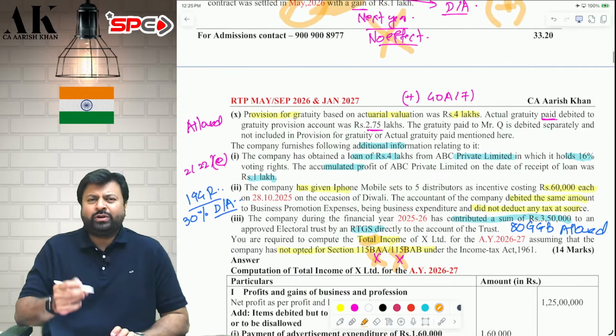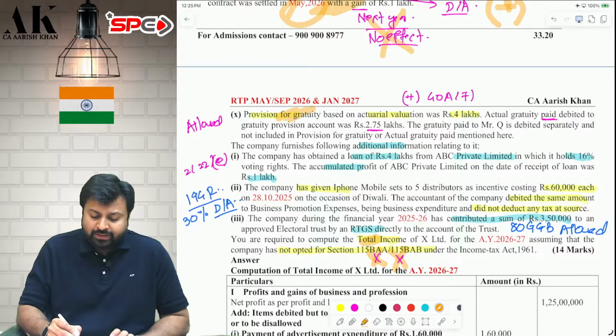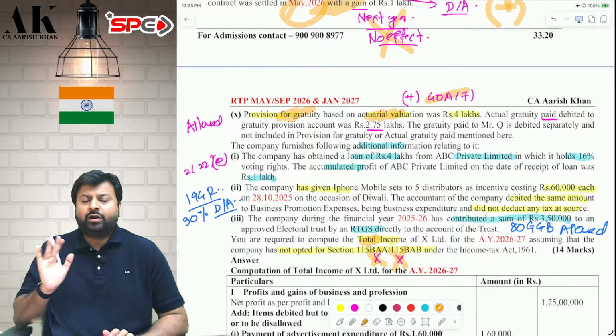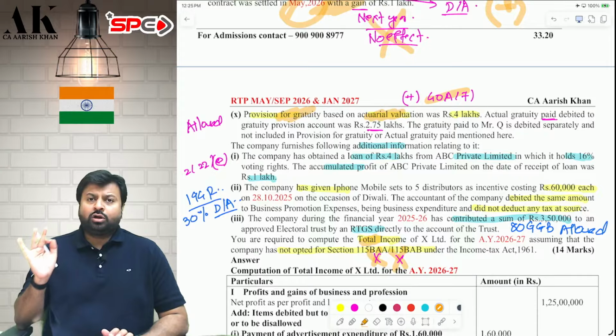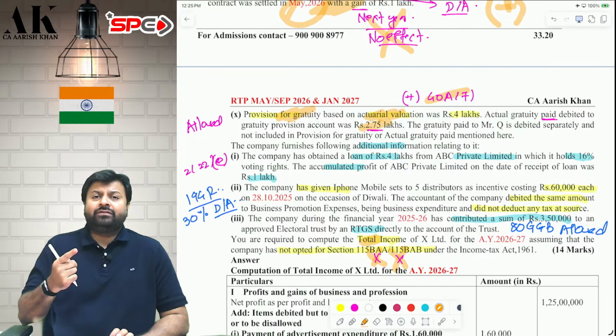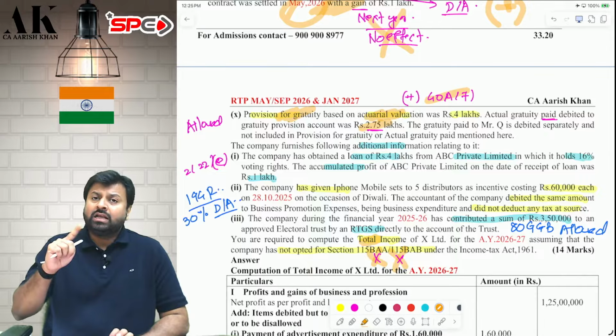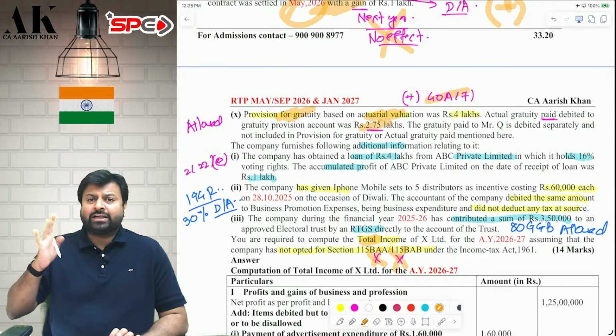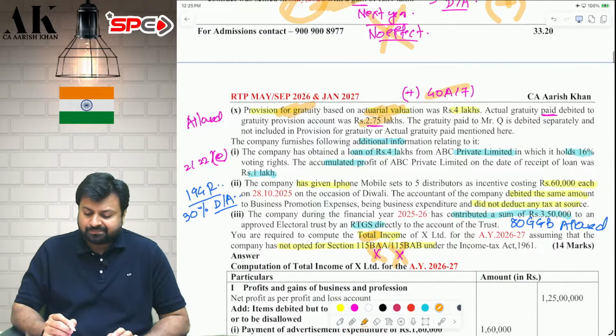Okay. Next one, very routine adjustment. Provision for gratuity based on actuarial valuation disallowed as per 40A(7). 40A(7) does not allow provision for gratuity, but actual payment of 2.75 lakhs will be allowed as deduction. So you can claim 2.75 lakh as deduction and add back 4 lakhs.